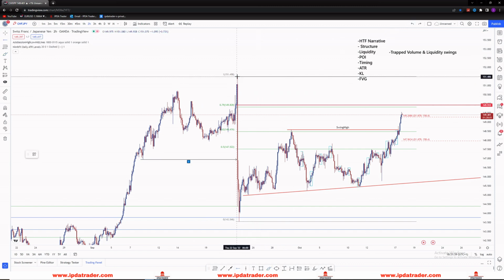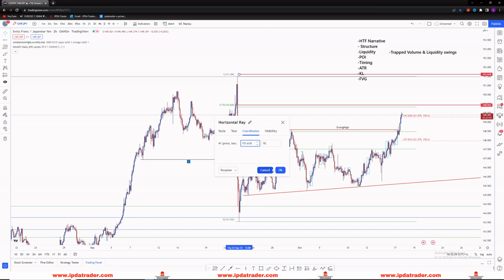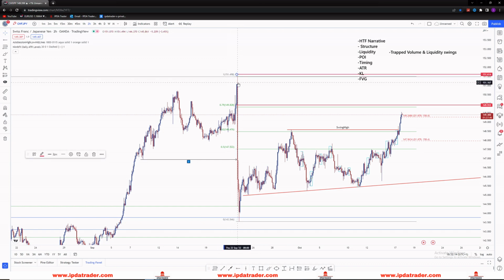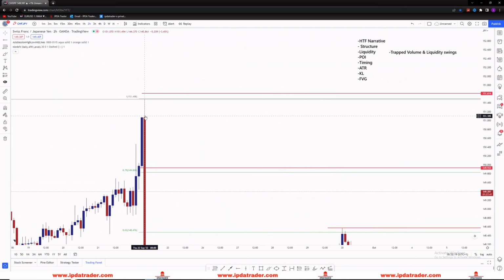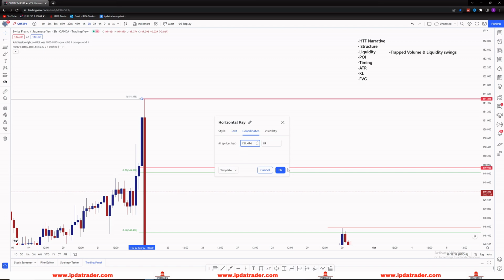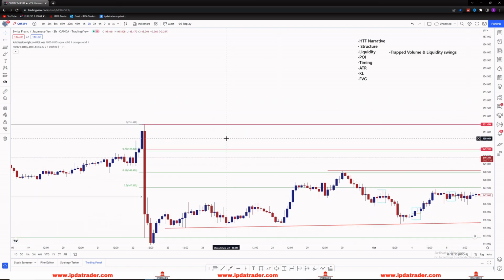So I'm going to mark this high over here, which comes in at 145.618. Actually, let me make sure this is correct. The high is actually... let's see over here. Sorry, I'm going to zoom in. Sometimes you have to really go through this. The high is coming in at 151.494. Okay, so let's do this properly. That's the high that we have in the market, 151.494.